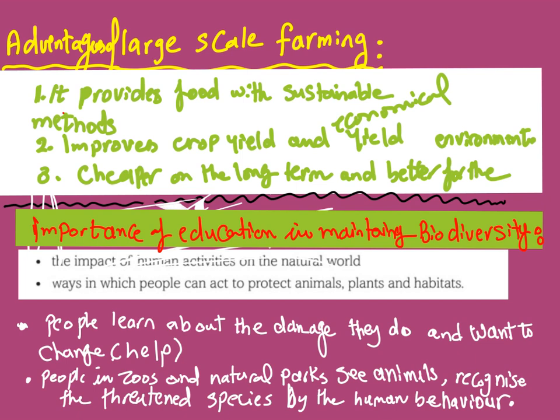Then, what is the importance of education in maintaining biodiversity? Why it's very important to educate people to know more about biodiversity. The impact of human activities on the natural world is obvious for everyone. Ways in which people can interact or act to protect animals, plants, and habitats should be learned and be very clear for everyone. People learn about the damage they can do to their environment and want to change or want to help.